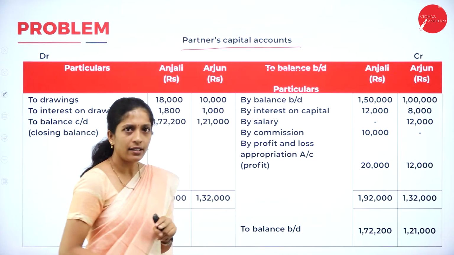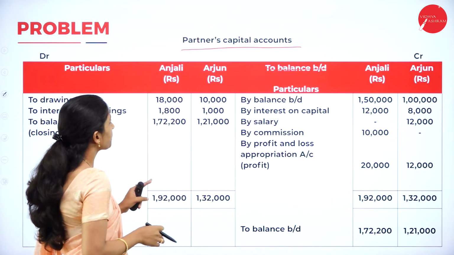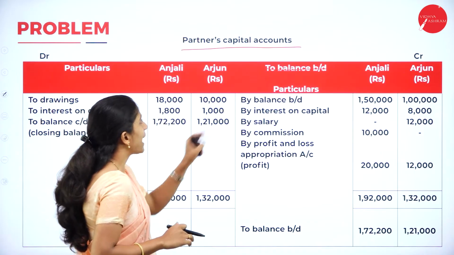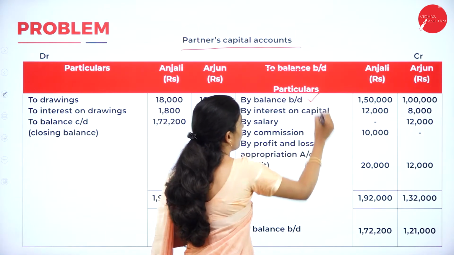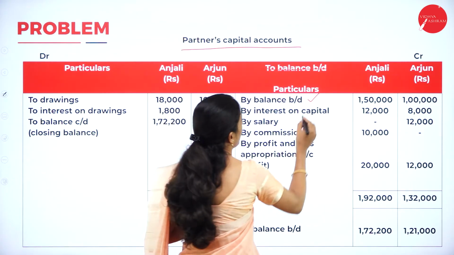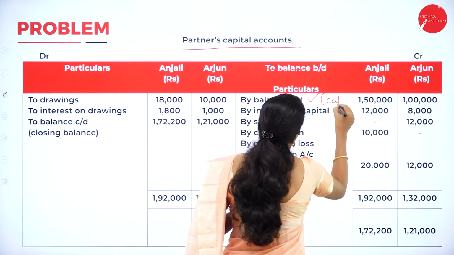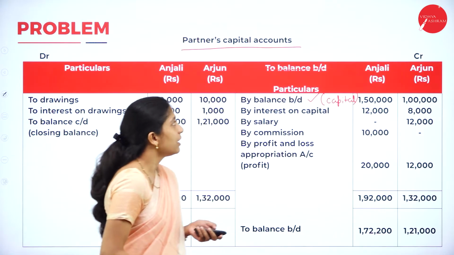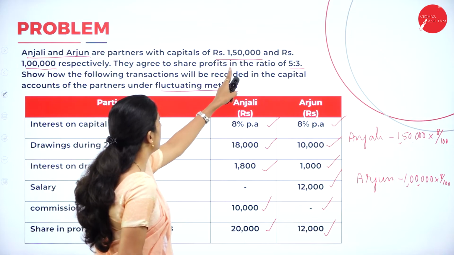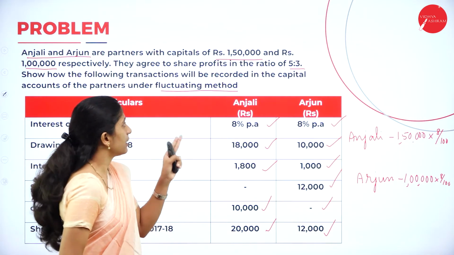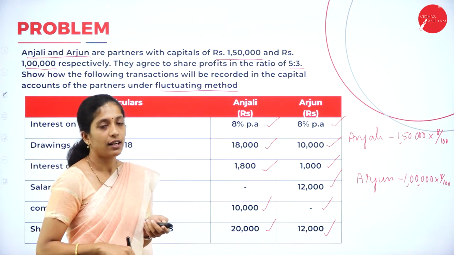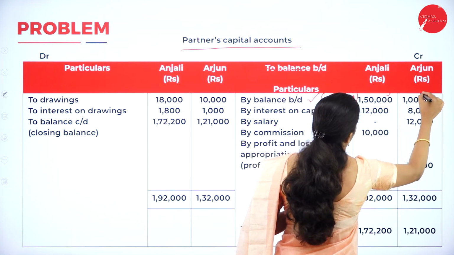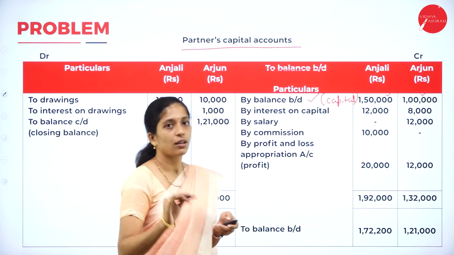So Anjali and Arjun. Next. So how to begin here? So you will begin it as by balance brought down. So this is the capital of partner. So how do we record? By balance brought down. So how much capital they have given? 1,50,000 that of Anjali and 1 lakh that of Arjun. So write 1,50,000 in Anjali's column and 1 lakh in Arjun's column.